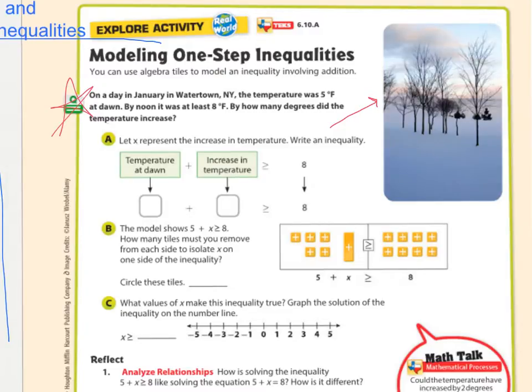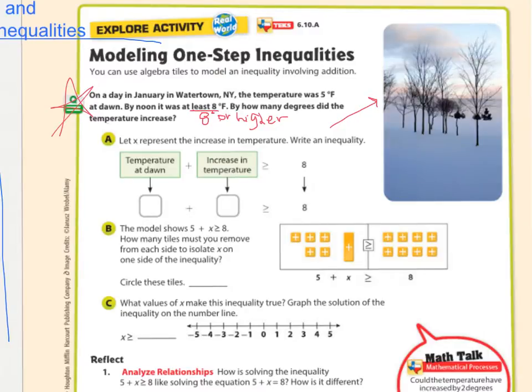By noon, it was at least 8 degrees. Now that is a confusing statement, at least. What this is saying is that the least it was is 8, but it probably or could have been more than that. So it was 8 degrees or higher if 8 is the least. By how many degrees did the temperature increase?